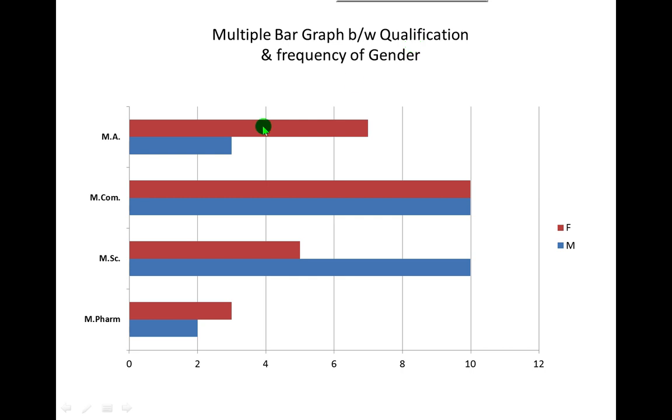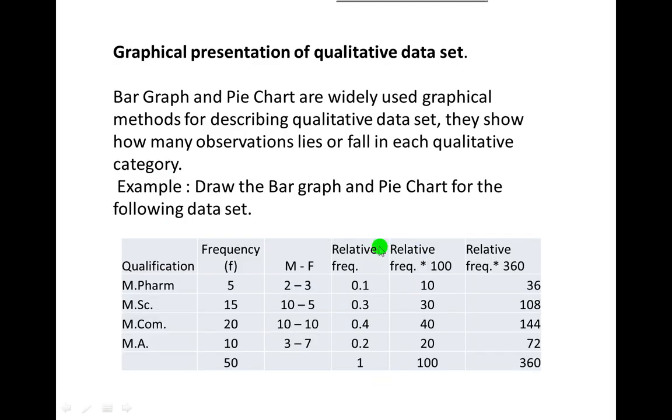It is also between qualification. There are 4 categories. You can write here the main variable, qualification, and the frequency of gender, male and female. Now the next column, the actual data. The given data only represents qualification and number of observations, and this is the requirement for a multiple bar graph. And now the next column.